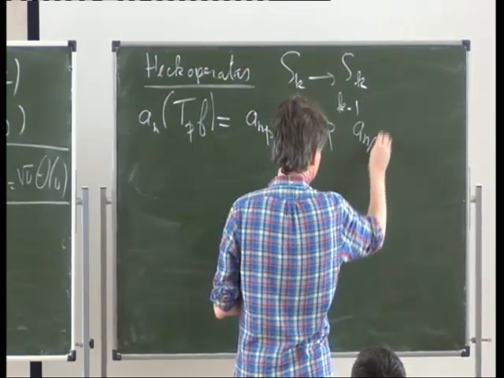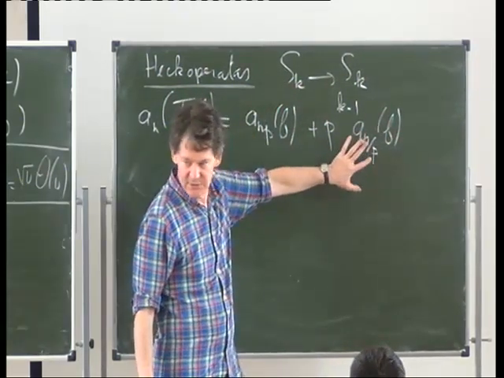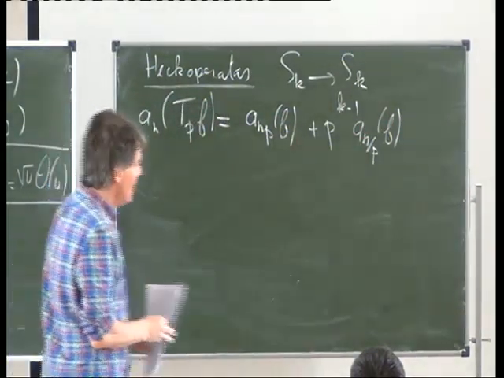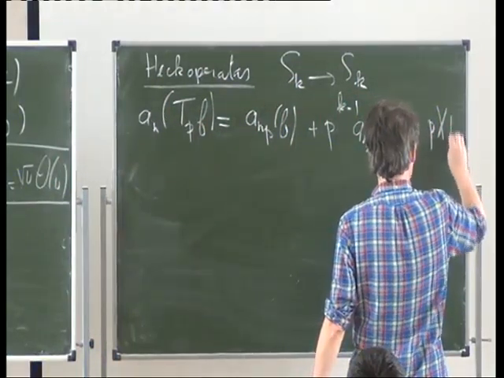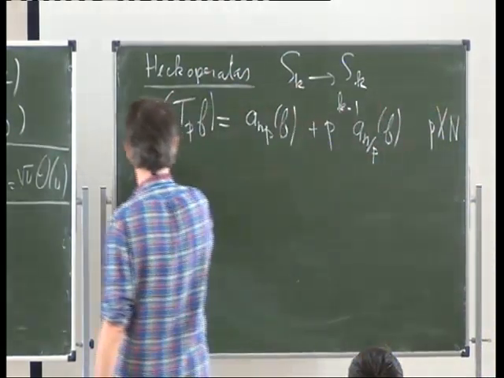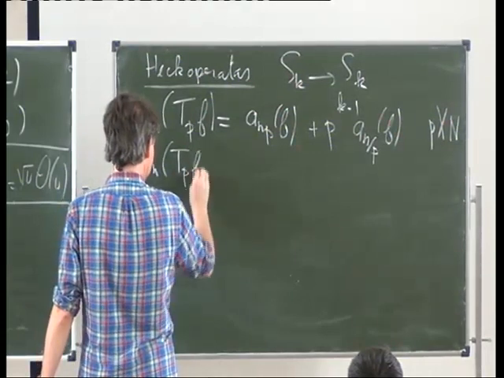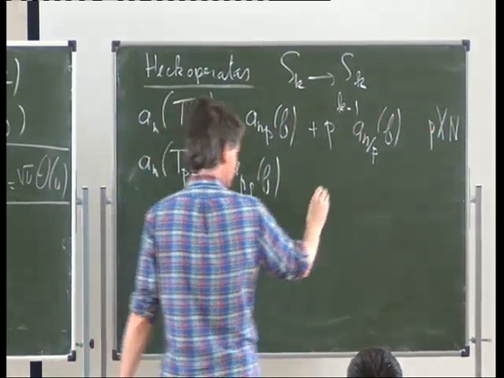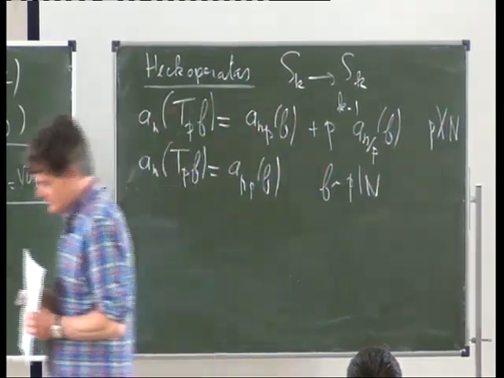So I will write it like this. This means that the second term is 0 if n/p is not an integer, by definition. And this is for p not dividing n. You need to do something different from this otherwise: a_n of T_p f is just a_{np} of f, of course, for p dividing n.